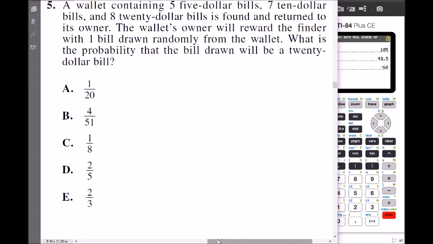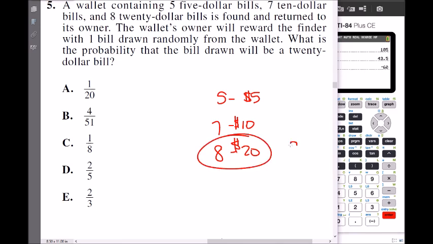A wallet has 5 $5 bills, 7 $10 bills, and 8 $20 bills. Okay? It is found and returned to its owner. The wallet's owner will reward the finder with one bill drawn randomly from the wallet. What is the probability that the bill drawn will be a $20 bill? How many are there? 8. And how many bills are there in total? 20, right? 12 plus 8 is 20.